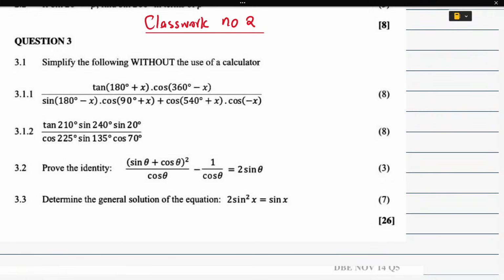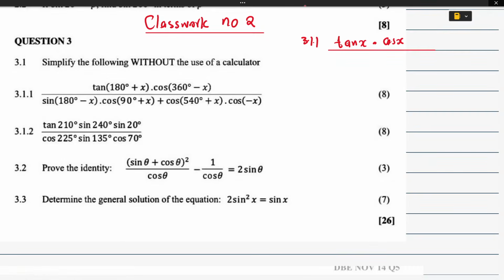I think now it's time for us to do correction. Let's look at the correction for this question. Others are done. Let's do correction. Okay, the first one, 3.1.1. Tan (180 plus x) is going to be tan x. That is the third quadrant. Cos (360 minus x) is cos x. That is the fourth quadrant.